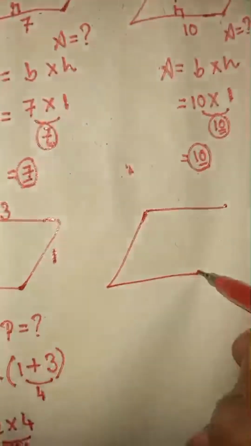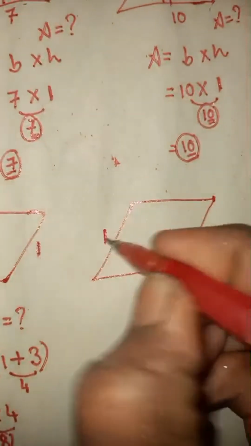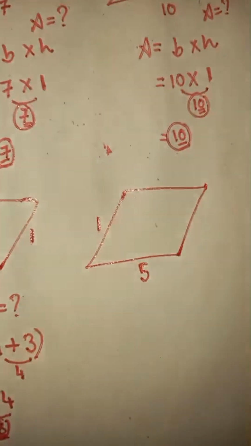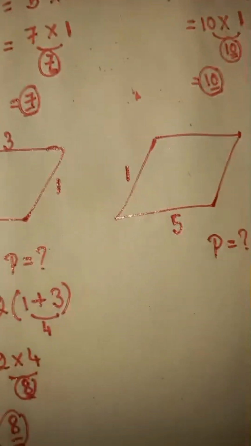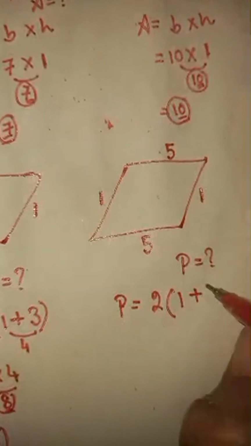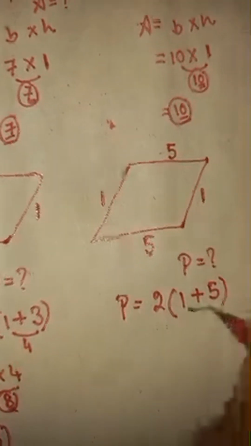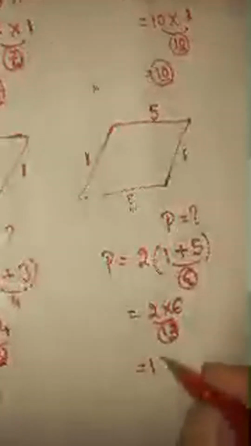Let's take one more parallelogram. In this parallelogram, they are giving this side length as 1 unit and this side length as 5 units. Here also, you need to find out what's the perimeter of the parallelogram. 2 times the sum of adjacent sides. This side is 1 unit, this side is 5 units. 2 times 1 plus 5. 1 plus 5 is 6 units. 2 times 6 becomes 12 units. So 12 units is the perimeter of this parallelogram.